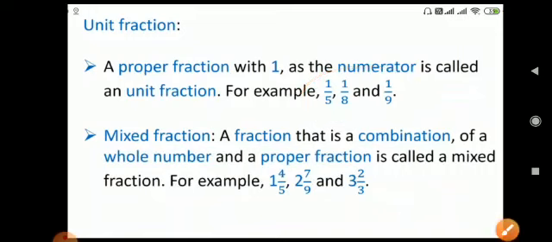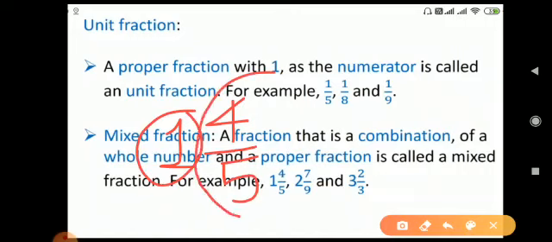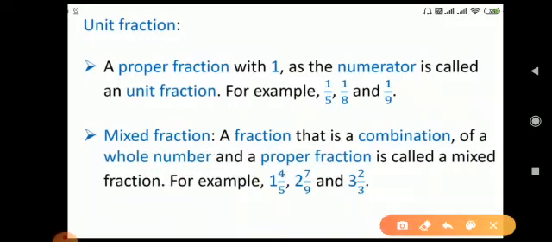Mixed fraction. A fraction that is a combination of a whole number and a proper fraction is called a mixed fraction. For example, 1 4 upon 5. Here 1 is whole number and 4 upon 5 is proper fraction. So, this 1 4 upon 5 is called a mixed fraction. Same way, 2 7 upon 9, 3 2 upon 3.